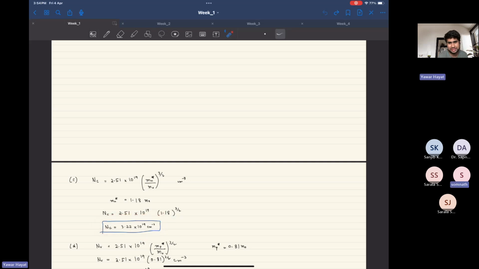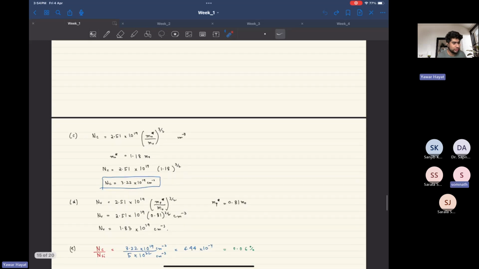Okay, this is simple, right? You can remember this: 10 to the power 19 per centimeter cube. That's the order of the conduction band density of states. Similarly, the order of the valence band density of states is 10 to the power 19 as well. So it's one number that you need to keep in mind, 10 to the power 19, for both the effective density of states.